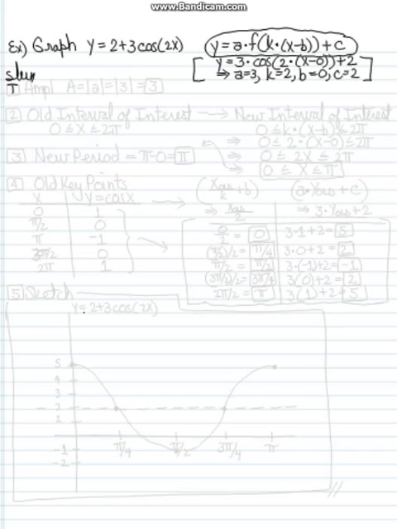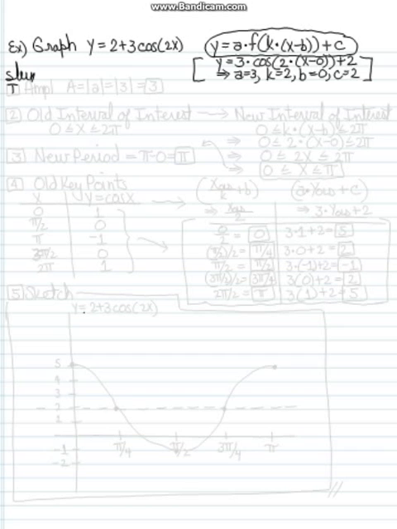We have to rewrite that given function in the form y equals a times cosine of parenthesis k times parenthesis x minus b, close your parenthesis, and then add c. Now the c that we're adding is a 2 that's added in the front. We're going to put that in the back.